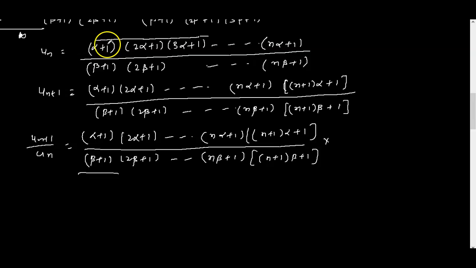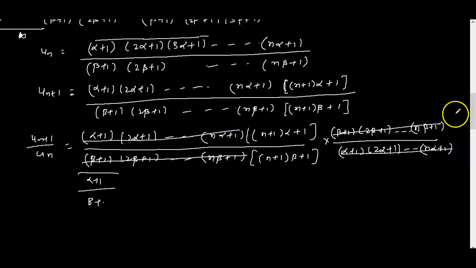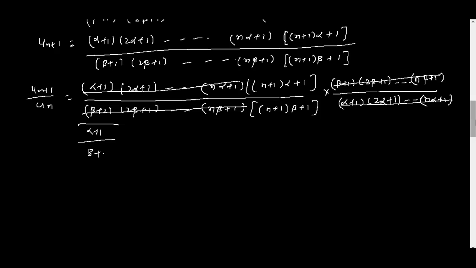Divided by the u of n term. The u of n term is this one: alpha plus 1 divided by beta plus 1, so the beta plus 1 part will go up. So beta plus 1, 2 beta plus 1 and so on till n beta plus 1, and here alpha plus 1, 2 alpha plus 1 and so on up to n alpha plus 1. Now this is all multiplication only, so you can cancel this part to this part till here, and this part is the n term. Any doubt?